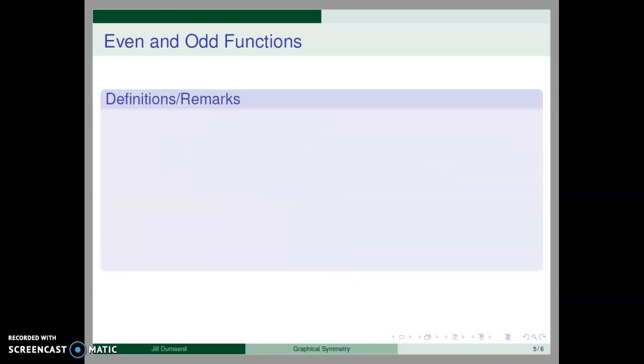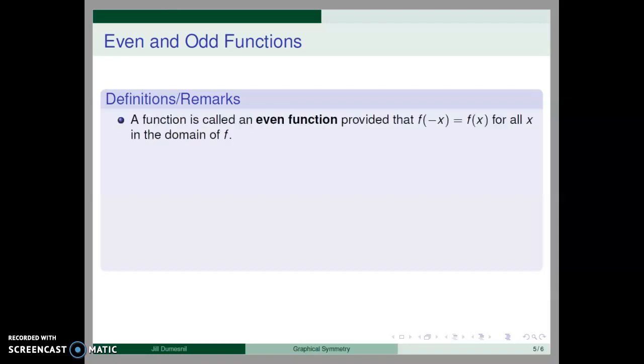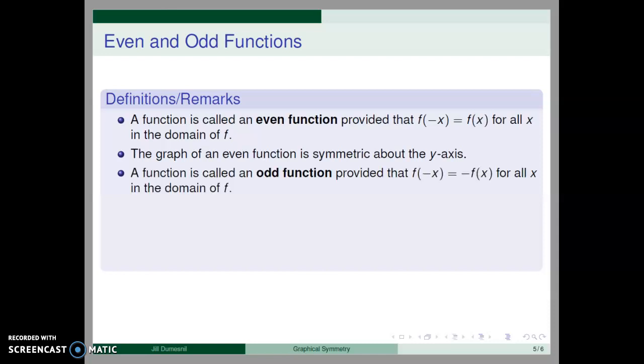When the graphs of functions have certain symmetries, we classify the functions as even or odd. A function is called an even function, provided that f(-x) equals f(x) for all x in the domain of the function. The graph of an even function is symmetric about the y-axis. A function is called an odd function, provided that f(-x) is -f(x) for all x in the domain of the function. The graph of an odd function is symmetric about the origin.